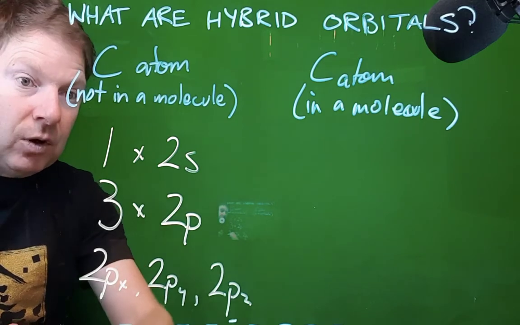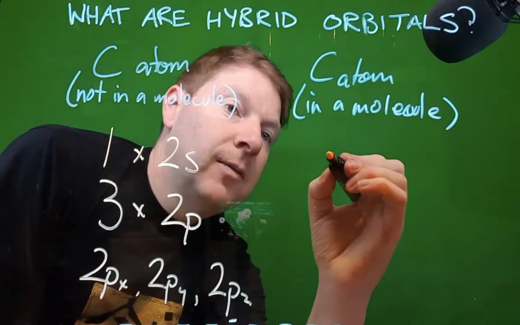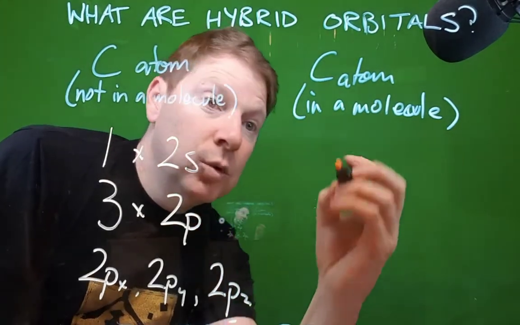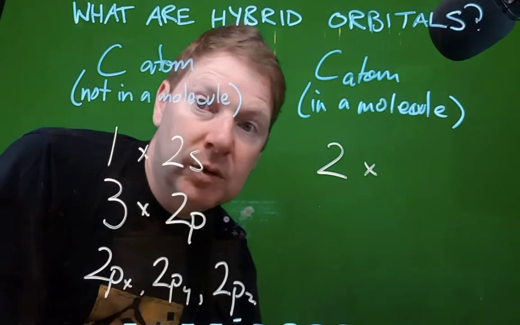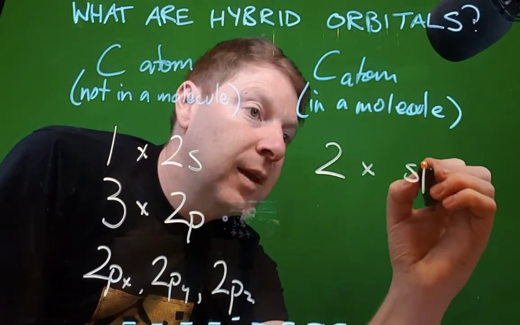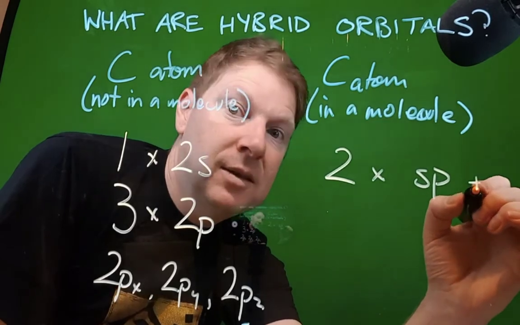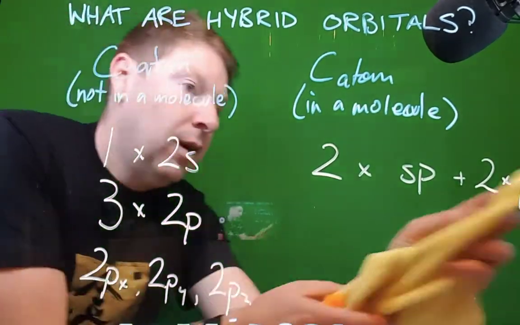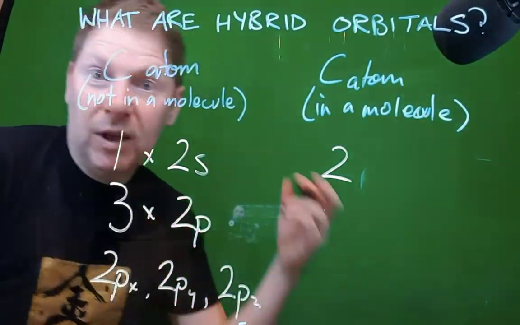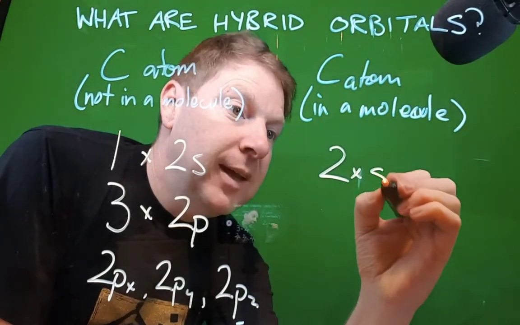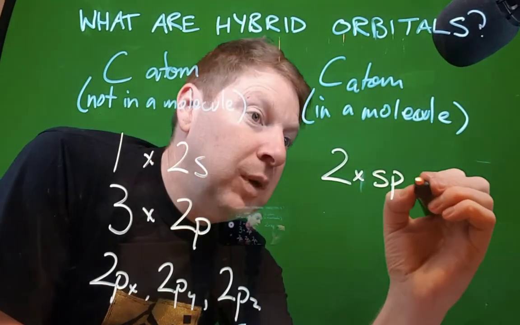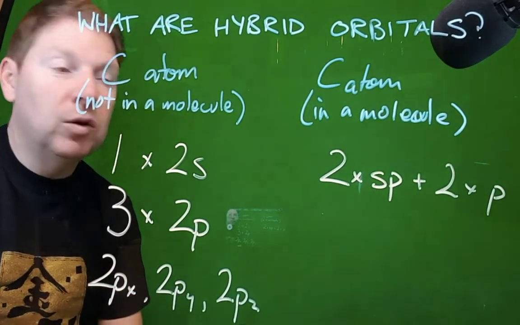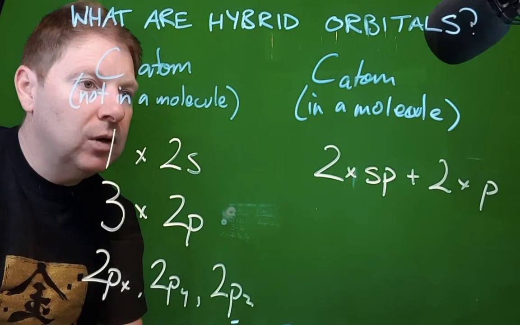So if we've got sp hybridization, that's mixing an s and a p. So you're mixing 2 orbitals together, and so you finish with 2 orbitals. So you get 2 sp orbitals plus 2 p orbitals. Let's try that one more time. So you have 2 sp hybrid orbitals plus you still have 2 p orbitals.